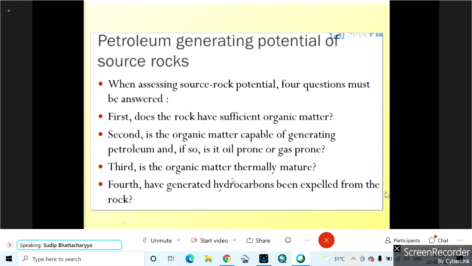Third, is the organic matter thermally mature? Fourth, have the generated hydrocarbons been expelled from the rock? That is also one of the very important questions. Is it there in situ, in the ambient, or has it gone from the reservoir side to another side? So these are some questions.